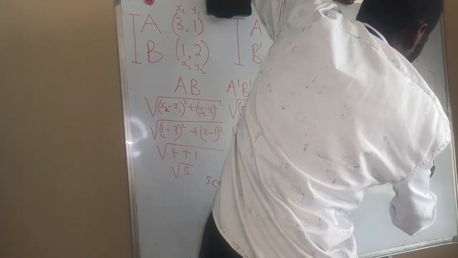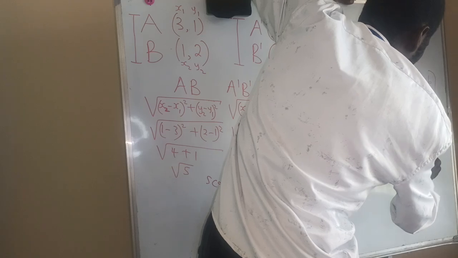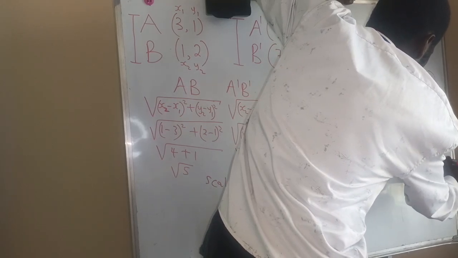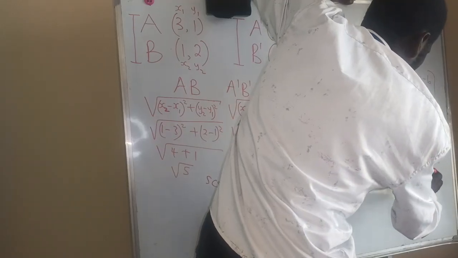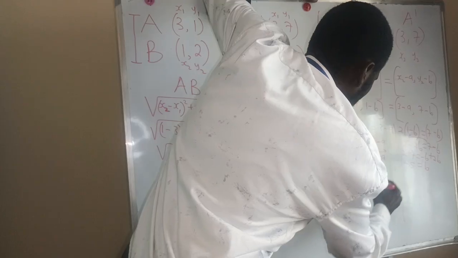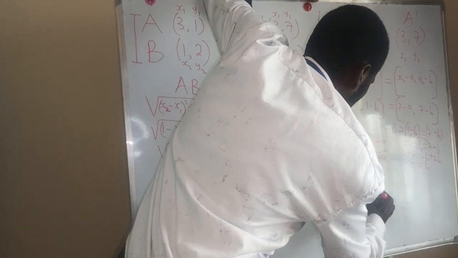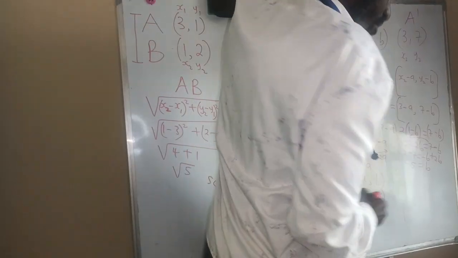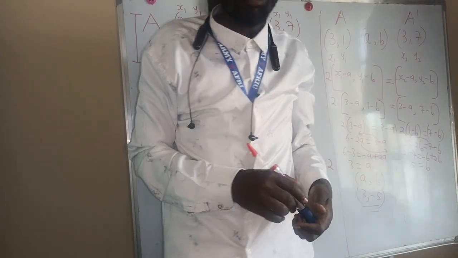So I'll take 7 to the other side. So 2 minus 7 equals minus B plus 2B. So 2 minus 7, that is minus 5, equals B, because minus B plus 2B is just B. So the coordinates of the center of enlargement will be A, B. Our A is 3 and our B is negative 5. So that becomes the final answer for that question in terms of the center of enlargement.